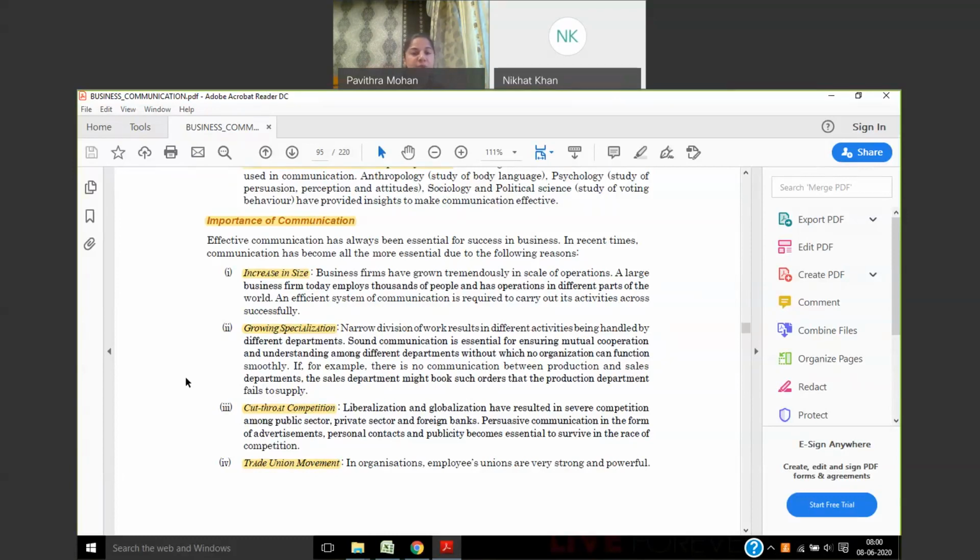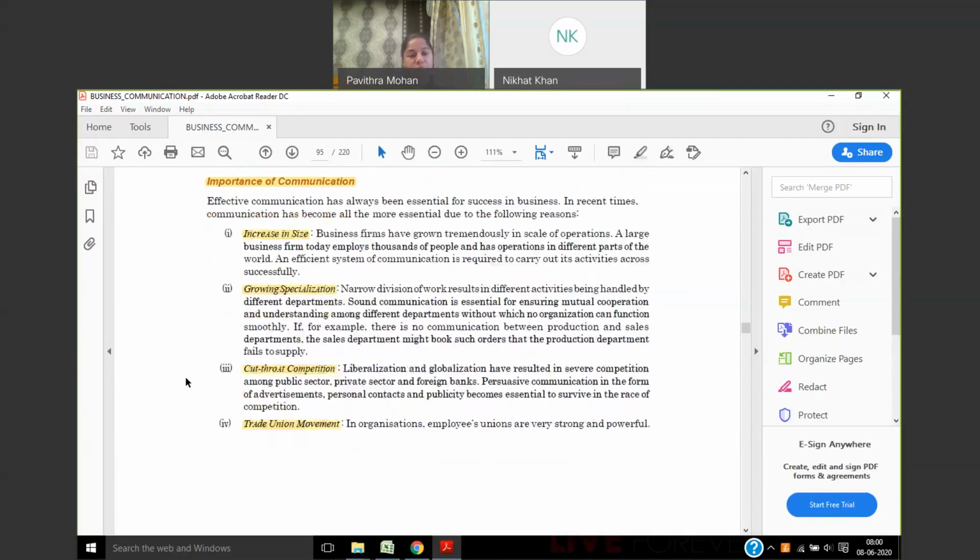For this perspective, I have to ensure that cutthroat competition is being studied, and after that proper technology and proper methods are being implemented to ensure I communicate the information in the right way to the right person, okay. Then we have trade union movements.